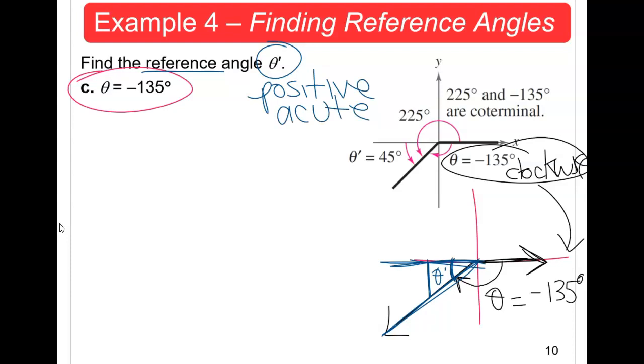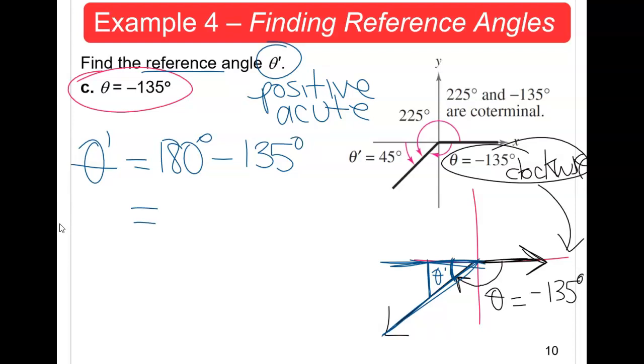And so one thing we could do is to consider 180 degrees, because that will be half a circle. So to find theta prime, I will use 180 degrees and subtract the original theta, or add the original theta because it was already negative. So this will give me positive 45 degrees.